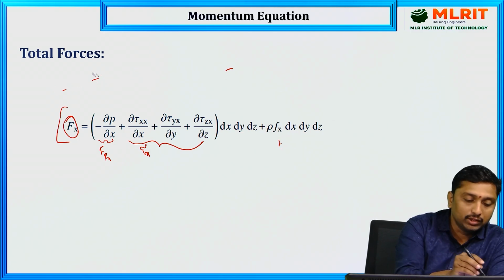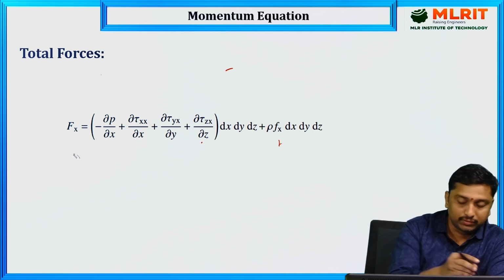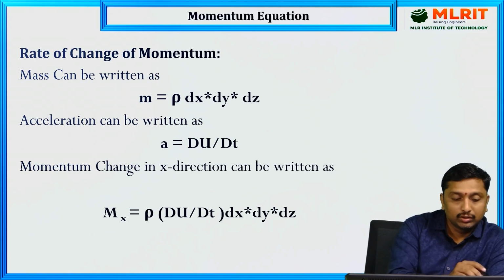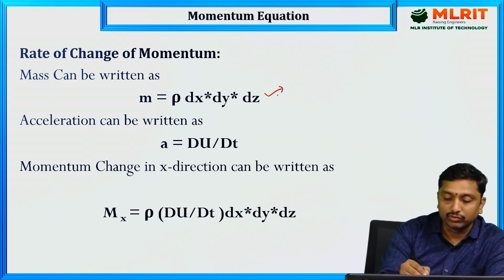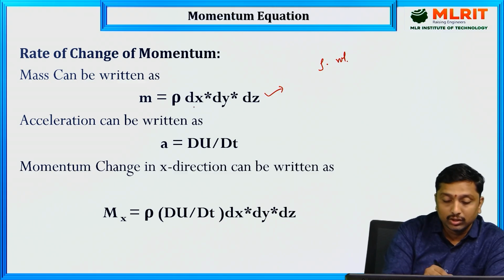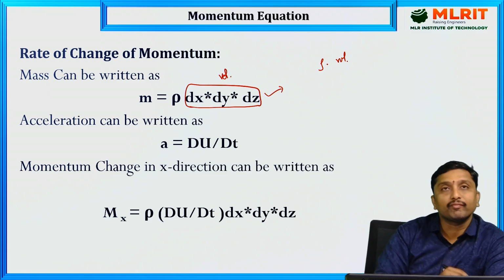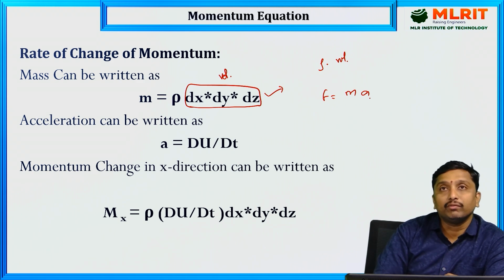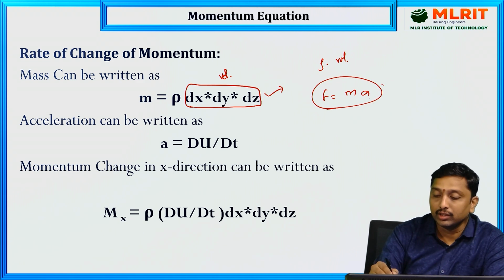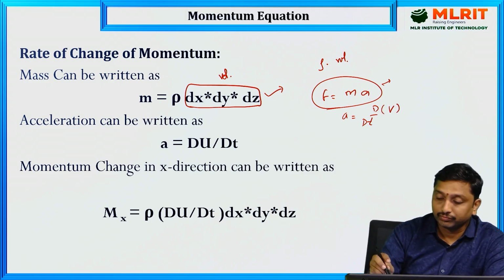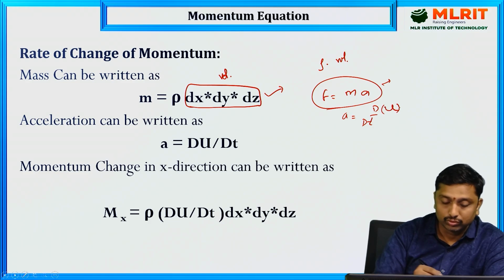Now let us consider the RHS part. So the RHS, we can consider rate of change of momentum. For that, let us first calculate the mass of the system. We already discussed that mass equals rho into volume, density into volume. Here volume is given by dx, dy and dz. Acceleration: F equals ma, which is the equation we derived, or we have rewritten, from Newton's second law. F equals ma, a is equal to d by dt of v or u, where v is the velocity. So here we are considering velocity as u, so du by dt.